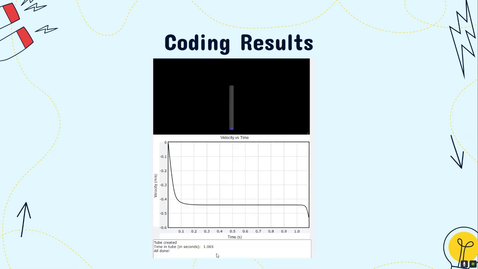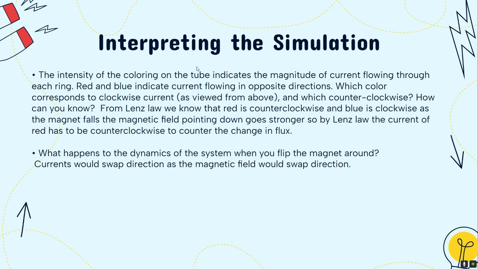So the results were 1.065 seconds as time in tube. And this is the velocity versus time graph. Interpreting this simulation, the intensity of the coloring on the tube indicates the magnitude of the current flowing through each ring. Red and blue indicate current flowing in opposite directions. Which color corresponds to clockwise current, and which is counterclockwise? By Lenz's law, we know that red is counterclockwise and blue is clockwise.